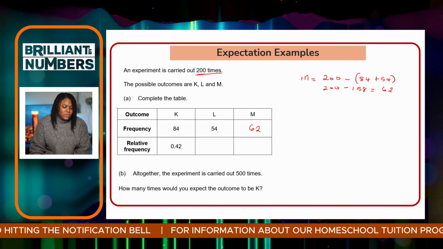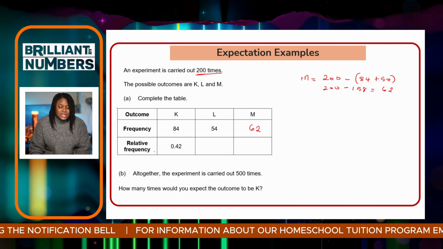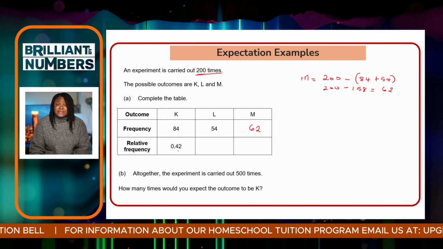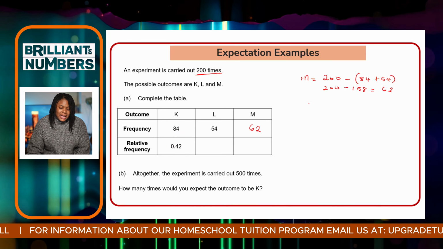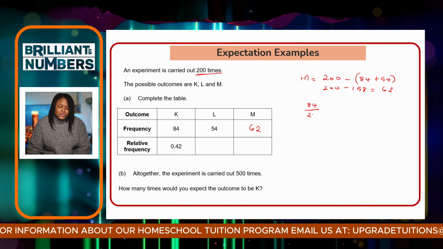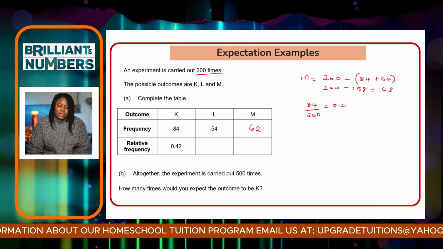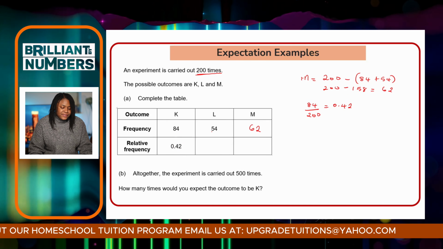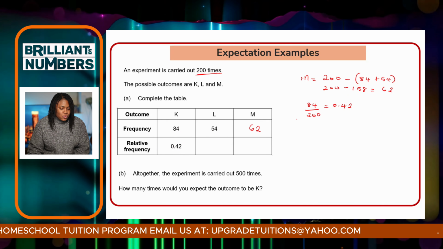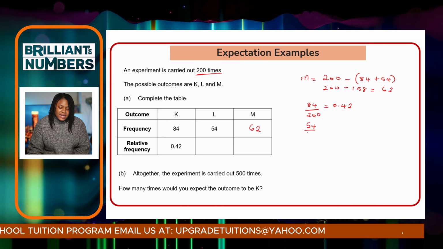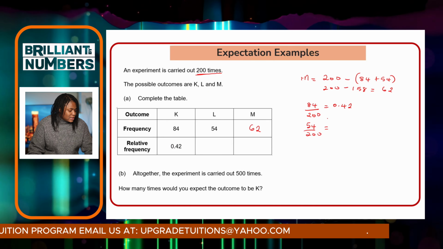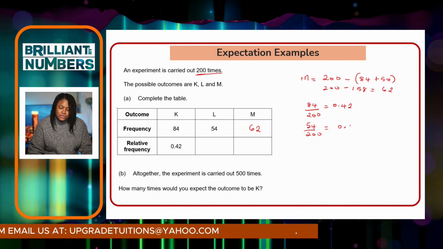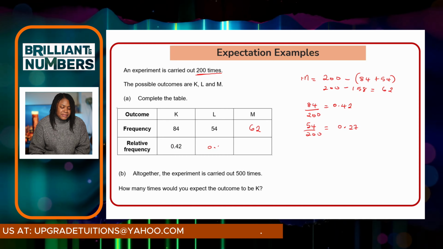Now for the next bit, we want to calculate the relative frequency. So remember, relative frequency, how did we get from 84 to 0.42 in the table? We had to do 84 divided by 200, and that's how we got our 0.42. So the same principle applies. The relative frequency of L would be equal to 54 divided by 200. Just going to quickly calculate that. So 54 divided by 200 is 0.27. I put that in my table.